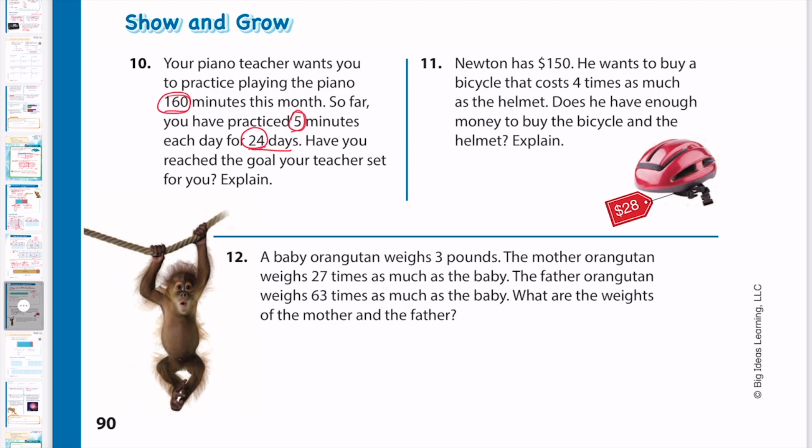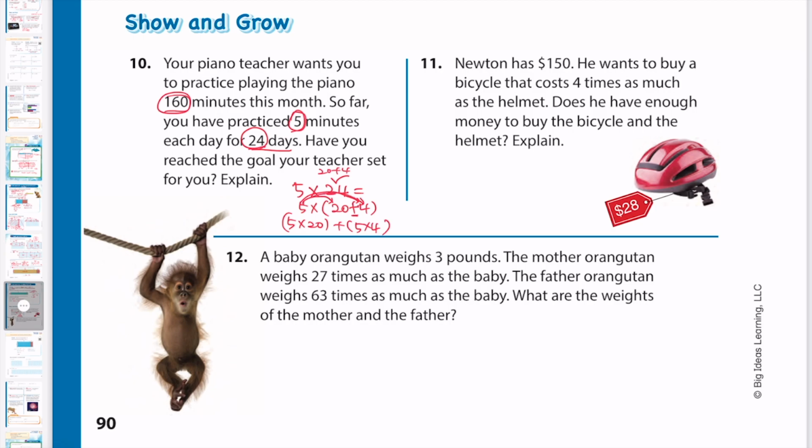Explain. Let's see. So every day 5 minutes, and for how many days? 24 days, right? And let's see if you meet your teacher's requirements, which is 160 minutes this month. So now I'm going to split them into what? 20 plus 4. So 5 times what? Parentheses, 20 plus 4. Now, after that, what you need to do? Distributive property, yes, 5 times 20 plus, remember, this is very important, and 5 times 4, another distributive property, right?